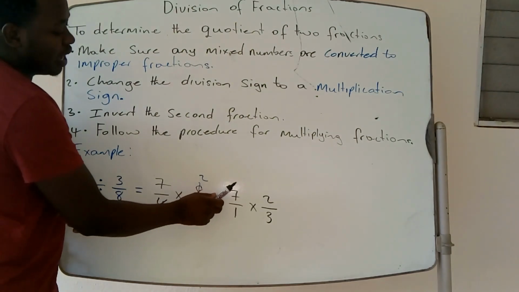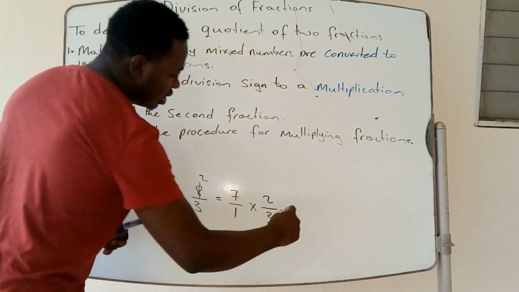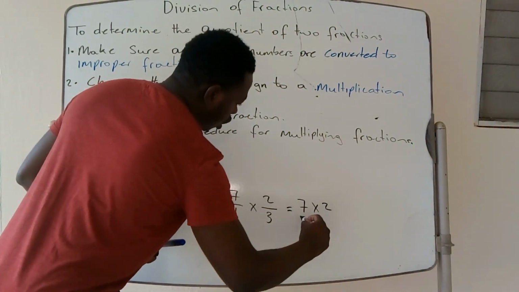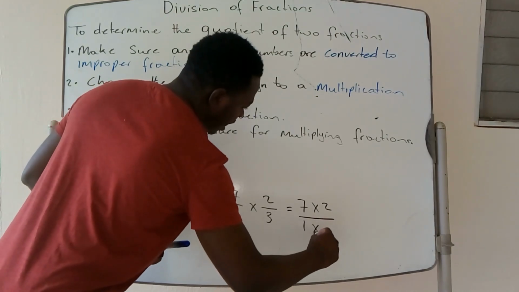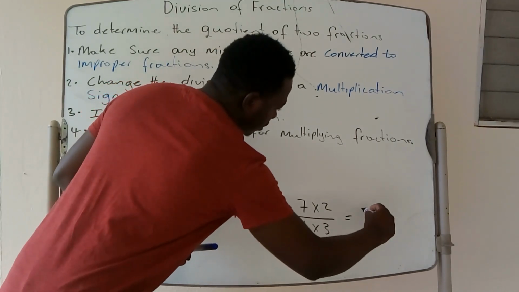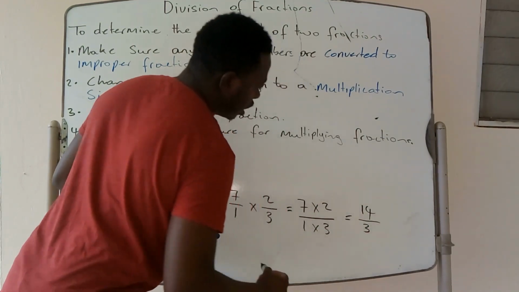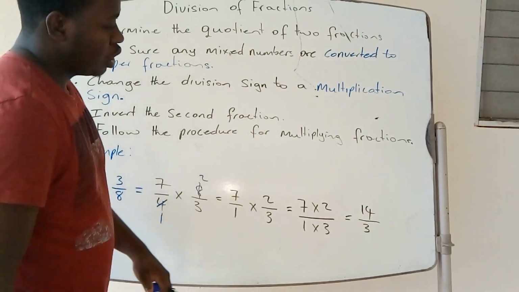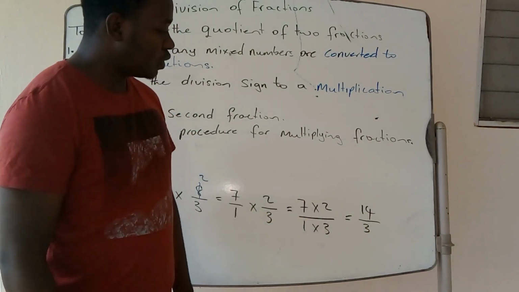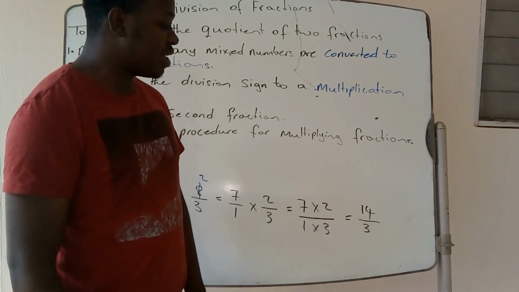Now we are going to multiply numerator by numerator and then denominator by denominator. So this is going to be 7 multiplied by 2, all divided by 1 times 3. 7 times 2, that's going to be 14, over 1 times 3, that's 3. Can we reduce? There is no number that can divide both 3 and 14. So what we can do is to just write 14 over 3 as a mixed number.